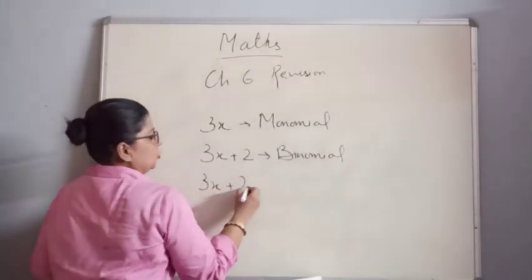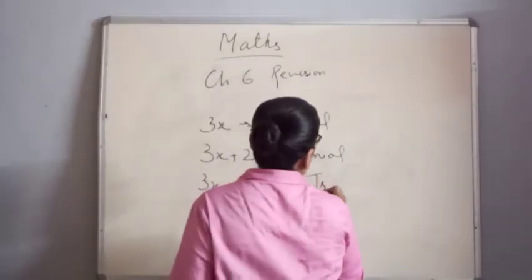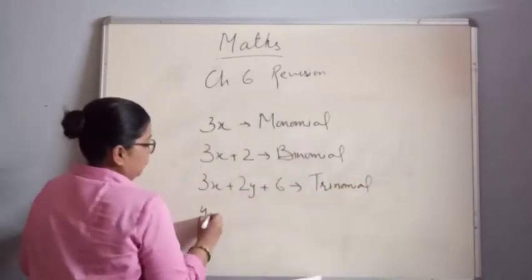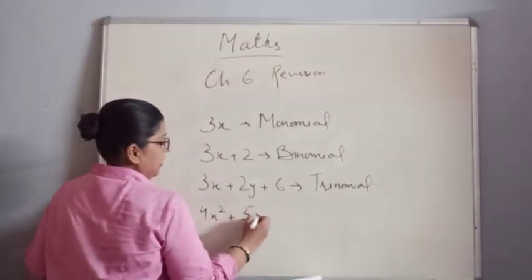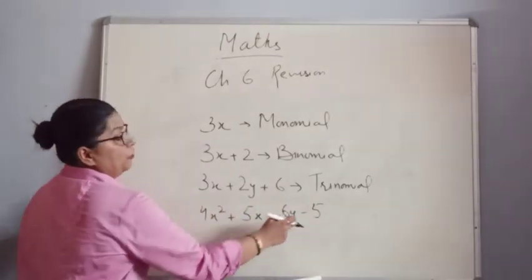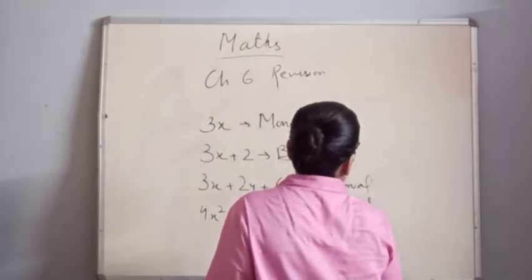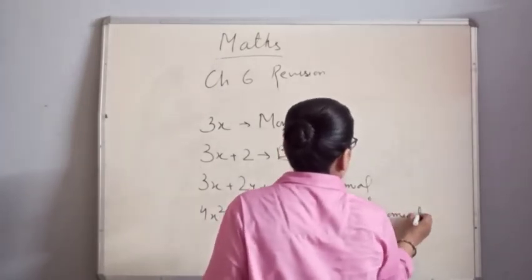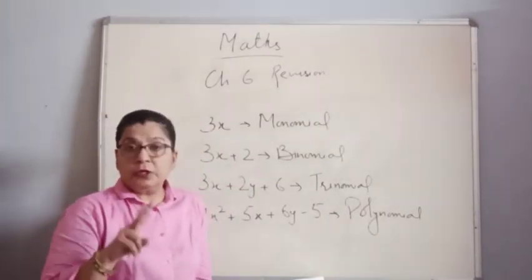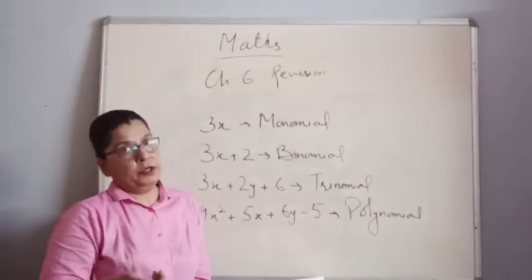3x plus 2y plus 6 is a trinomial because it has three terms. If I have 4x square plus 5x plus 6y minus 5, that is 1, 2, 3, 4, more than 3 terms, then it is a polynomial. When we have one term, it is a monomial. When we have two terms, binomial. Three terms, trinomial. Four or more than three, polynomial.